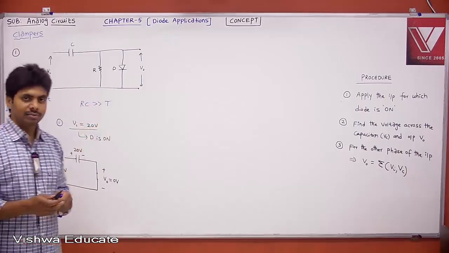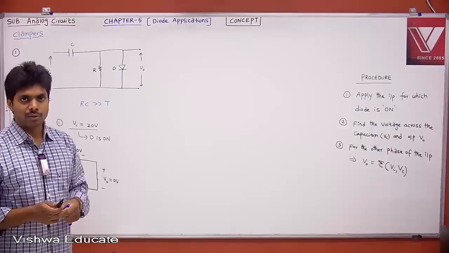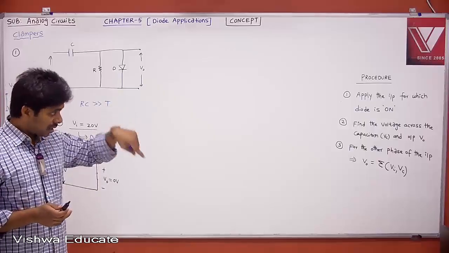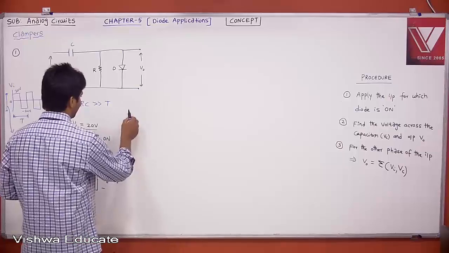Therefore, the first 2 points are over. They are associated with the first phase. The third point is associated with the other phase. Okay, now let's see the next point.